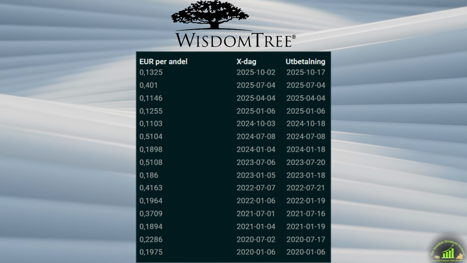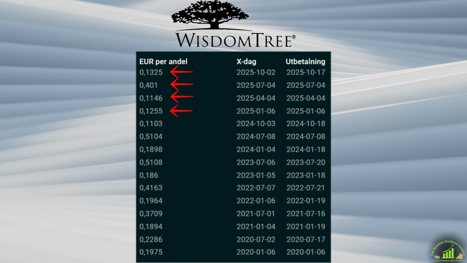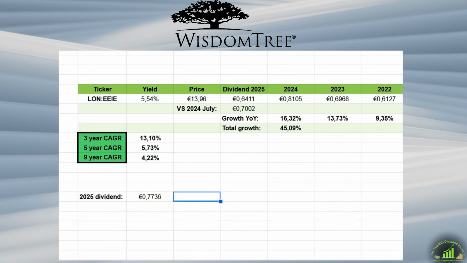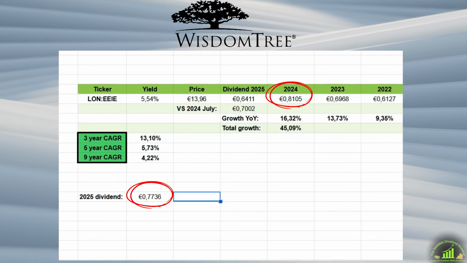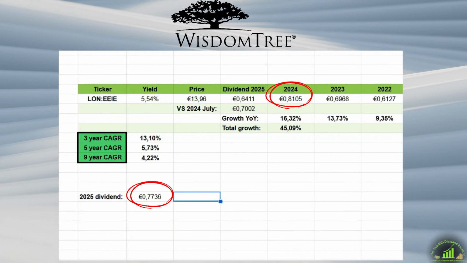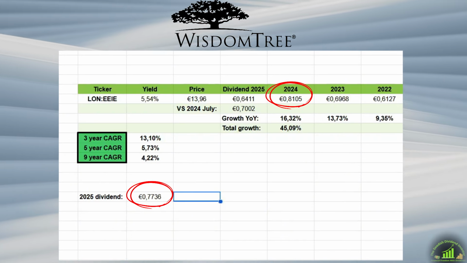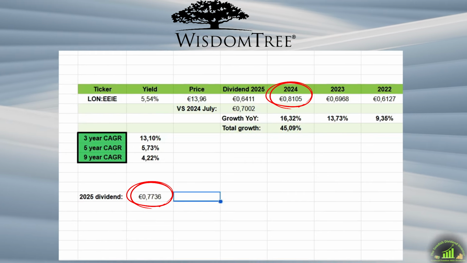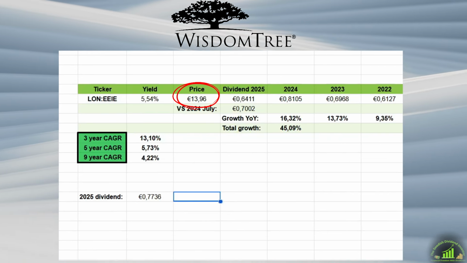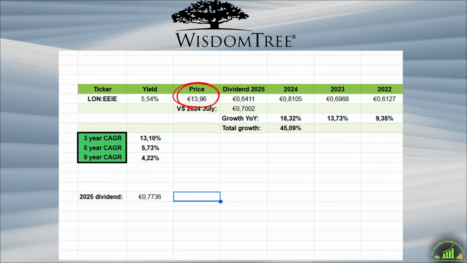I've checked their full year 2025 dividend on my broker. There was a small reduction from last year, from 0.8105 euros per share to 0.7736 euros per share. They are currently trading at around 14 euros per share.